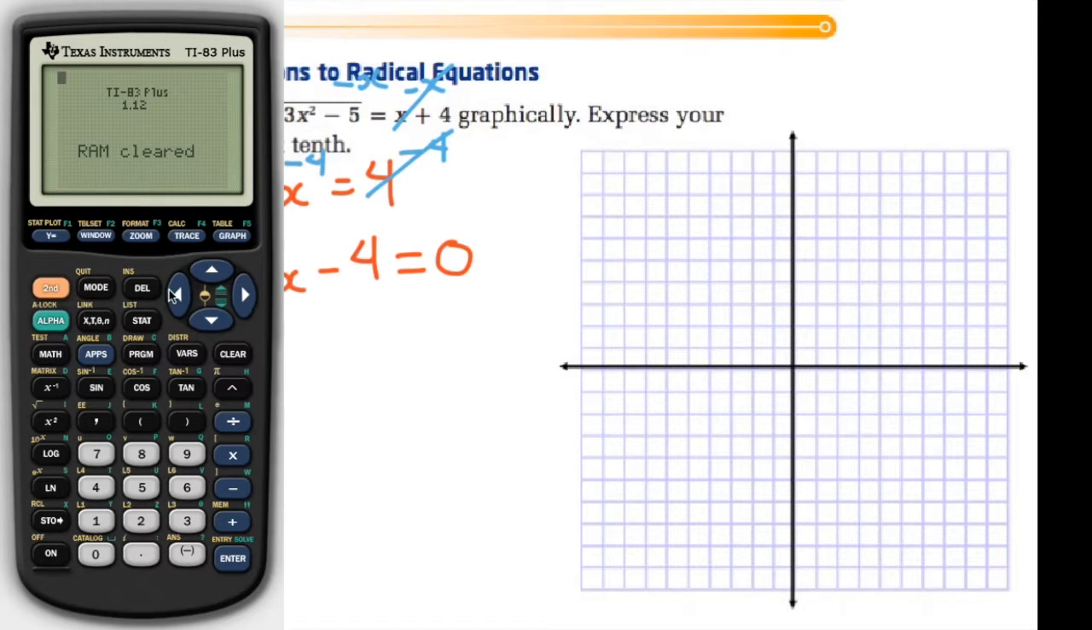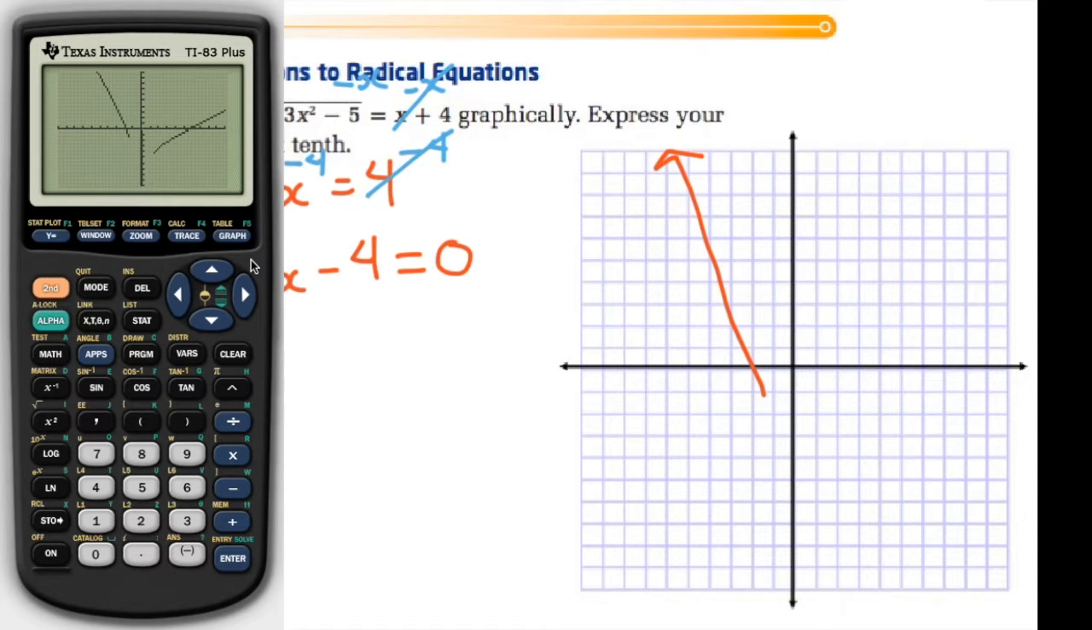At this point, we're good to go to the graphing calculator, and we can type that in. Square root of 3x squared minus 5, we'll close the bracket there, minus x minus 4. Graph that out. And like with graphing the square root of a function, we have two branches here. Sketch that out approximately what it looks like.